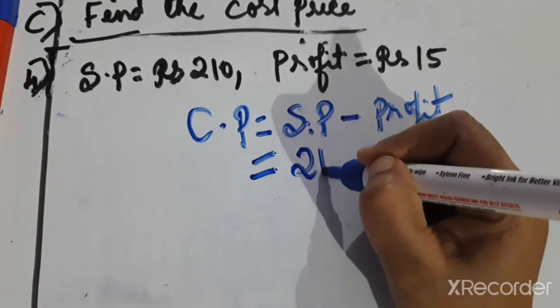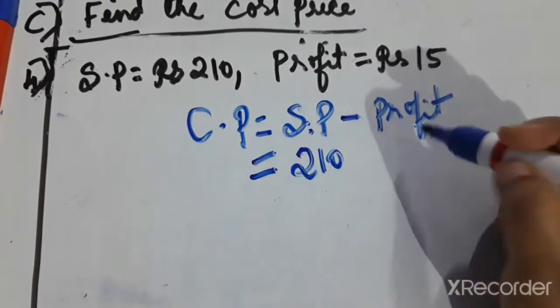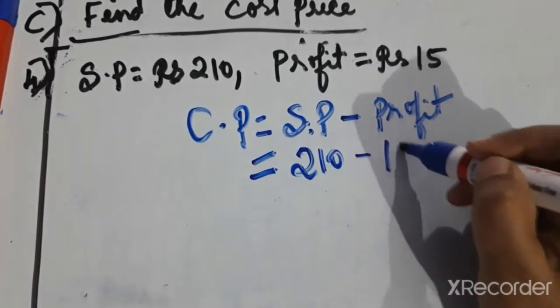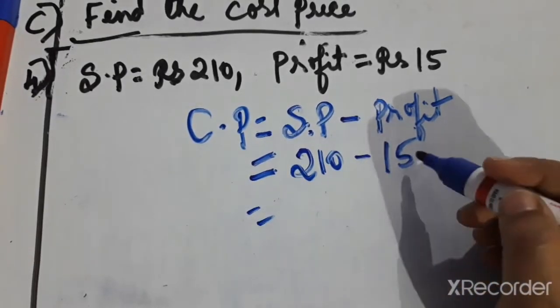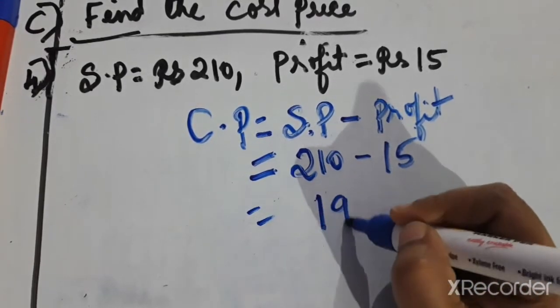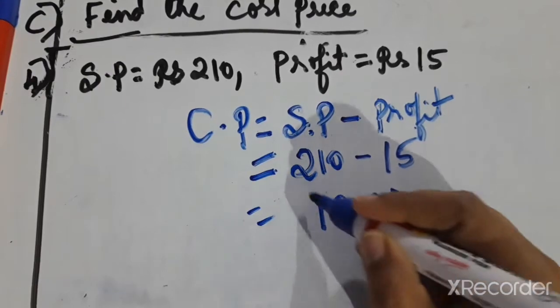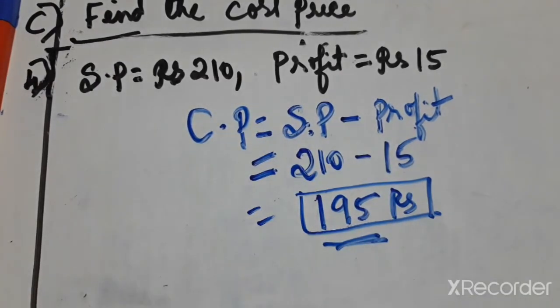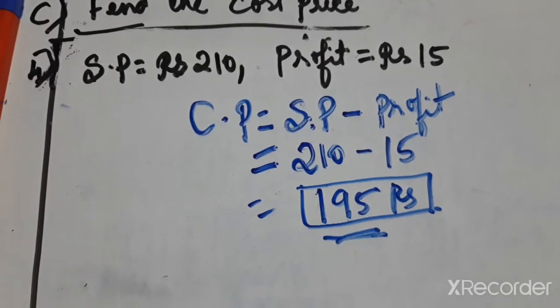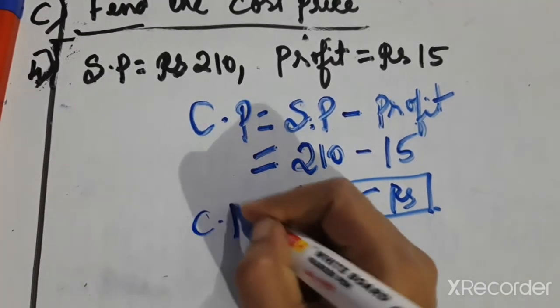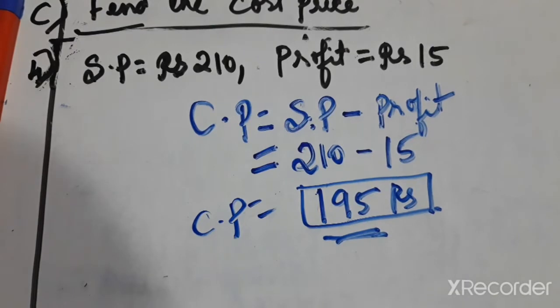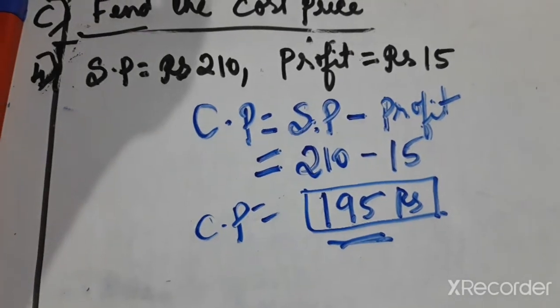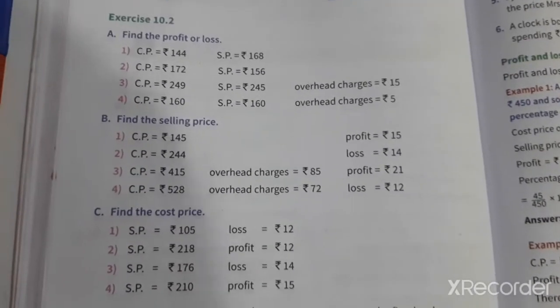And selling price is 210, that is given in the question, minus profit is 15. So 210 minus 15 is rupees 195. At the beginning of this lesson, write all formulas related to this chapter, children. So the answer is cost price is 195 rupees. A, B main is completed, children.